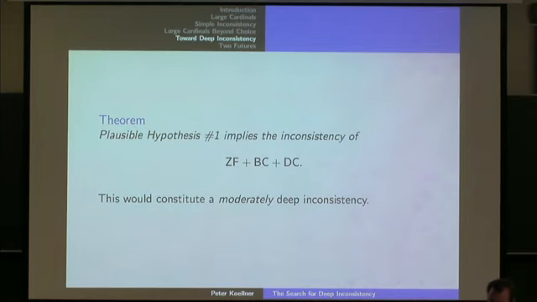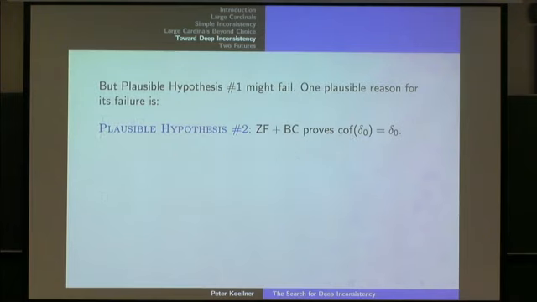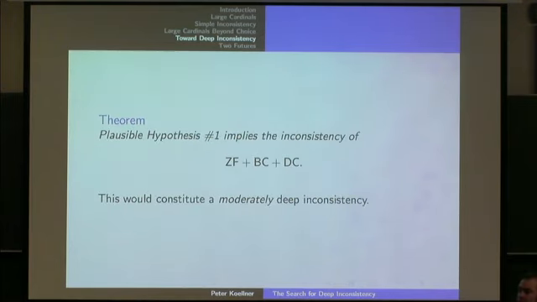If the plausible principle had an easy proof, I'd say it would be a moderately deep inconsistency. By that I just mean that this theorem is not a deep theorem. But if the proof of the plausible hypothesis took like 3,000 pages and couldn't be shortened, then this would be a deep inconsistency. So is the theorem that if the plausible hypothesis is provable, or if it's true, yeah. If it's true, then you get the inconsistency. Yeah.